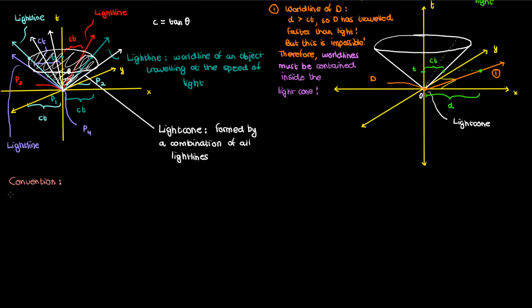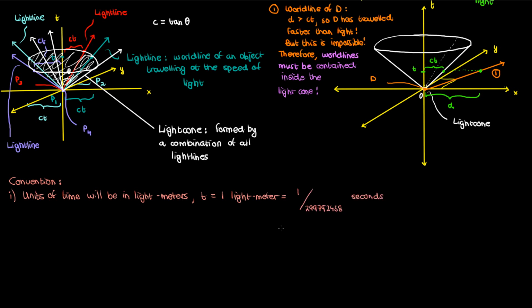Now, for the rest of my series on special relativity, I'm going to adopt a convention whereby the units of time will be in light meters. So t equals 1 light meter would mean 1 over roughly 300 millionth of a second, aka the time it takes for light to travel 1 meter. Meanwhile, the units of distance on our space-time diagrams will be in plain old meters.